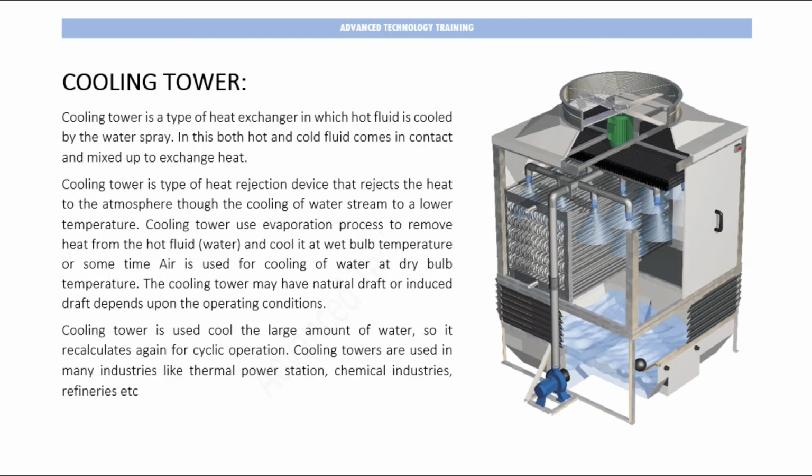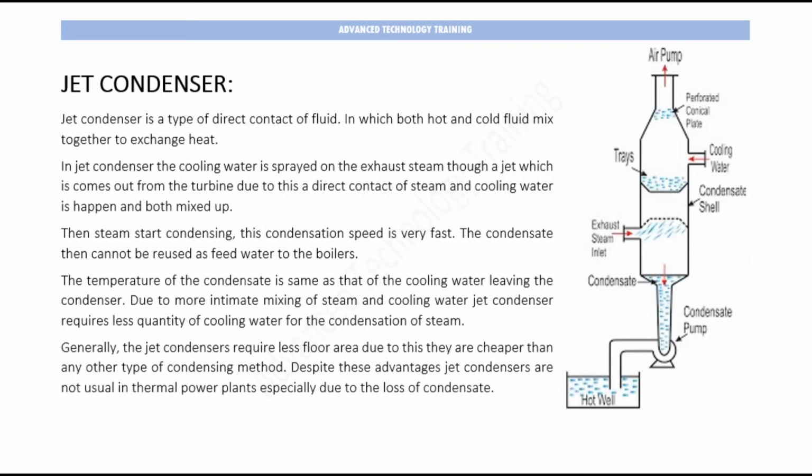The cooling tower may have natural draft or induced draft, depending upon the operating conditions. A cooling tower is used to cool a large amount of water, so it recirculates for cyclic operation. Cooling towers are used in many industries like thermal power stations, chemical industries, refineries, etc.